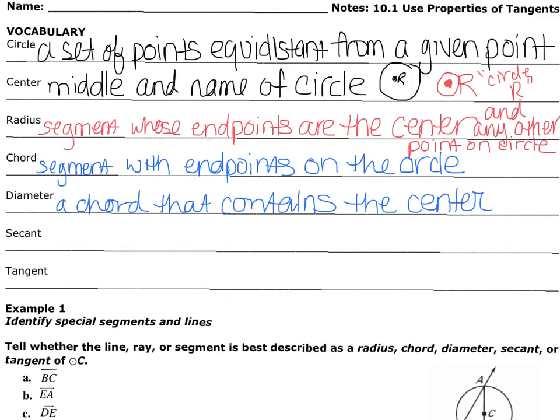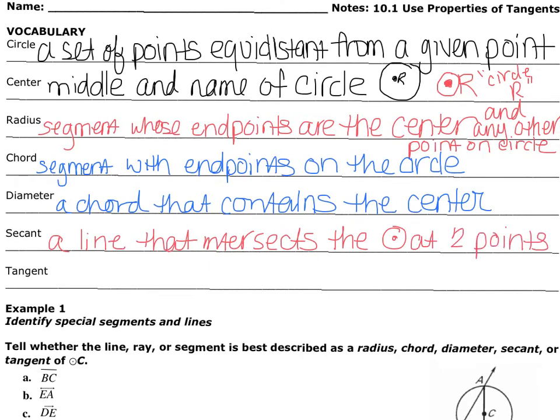A secant, so this is where it gets a little bit different. A secant is a line. The other ones you notice were segments. This one is a line that intersects the circle at 2 points. And the tangent is a line, or sometimes it can be a line or a ray, that intersects the circle at 1 point.